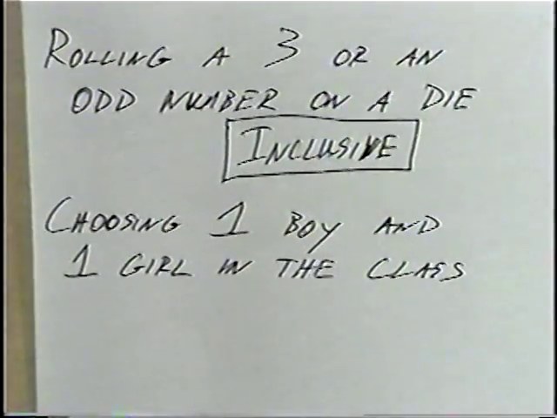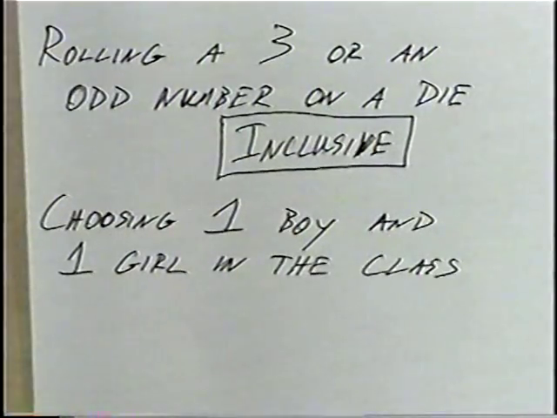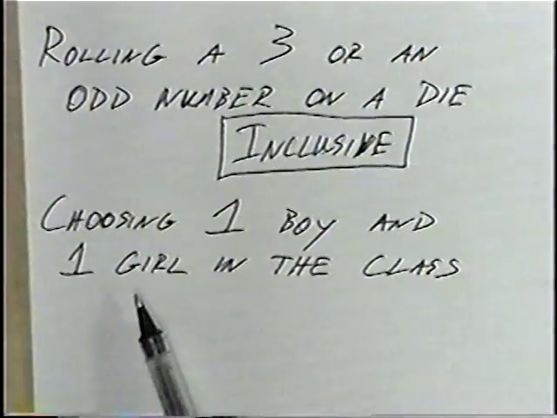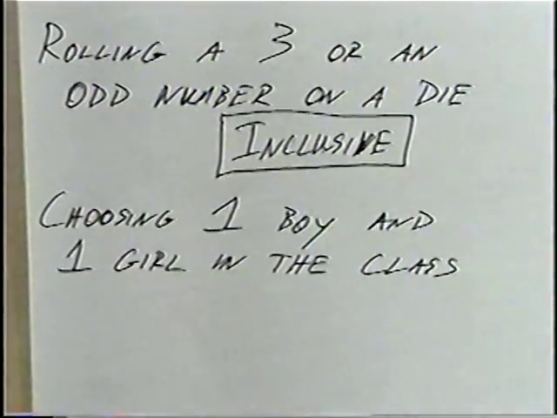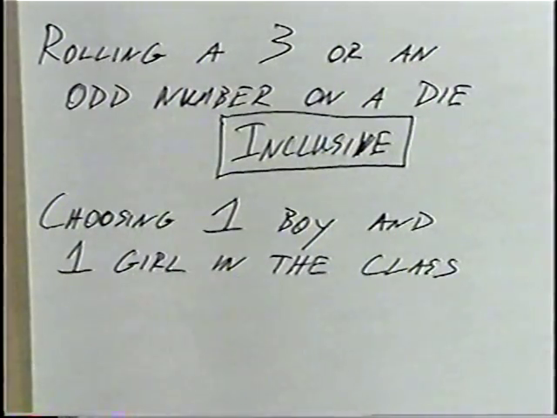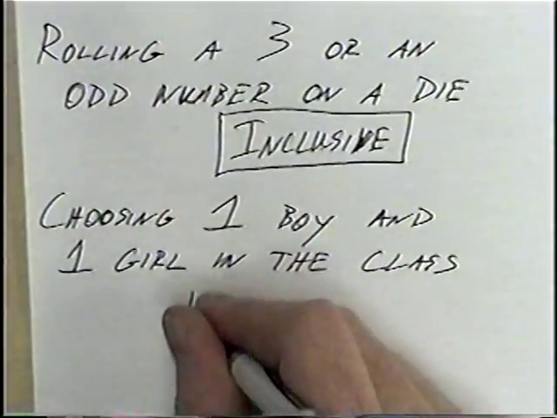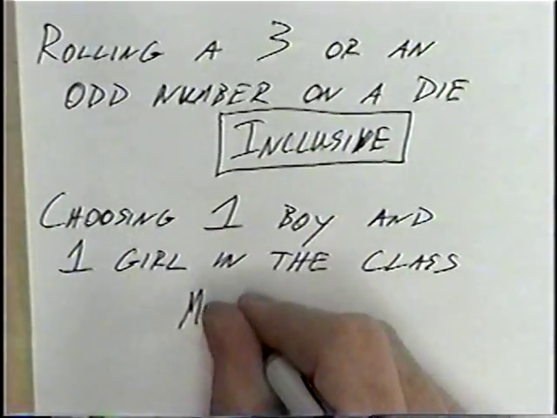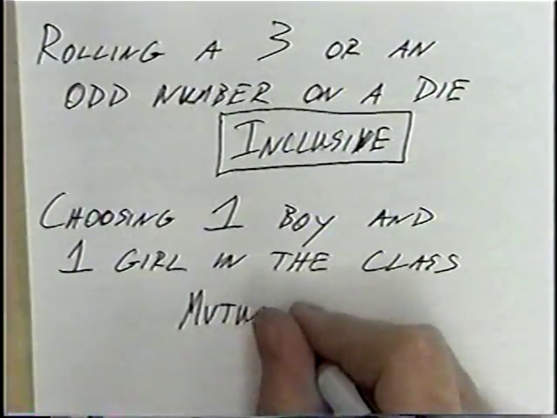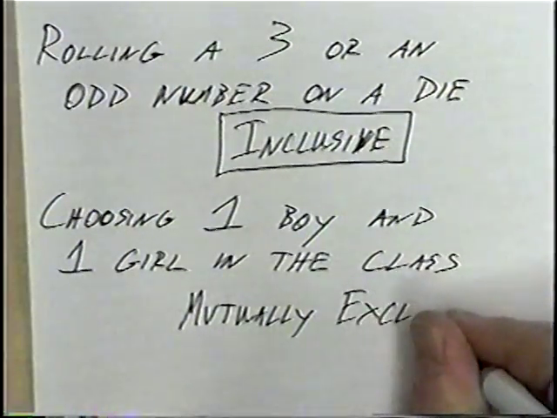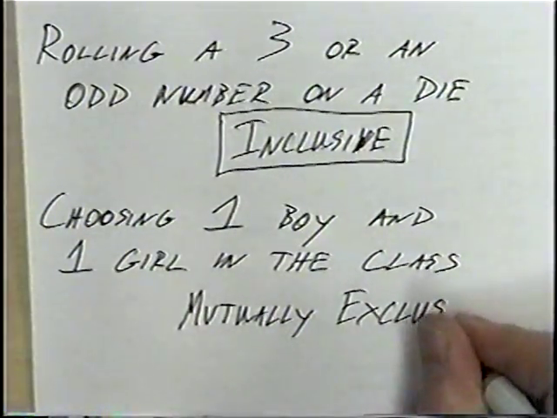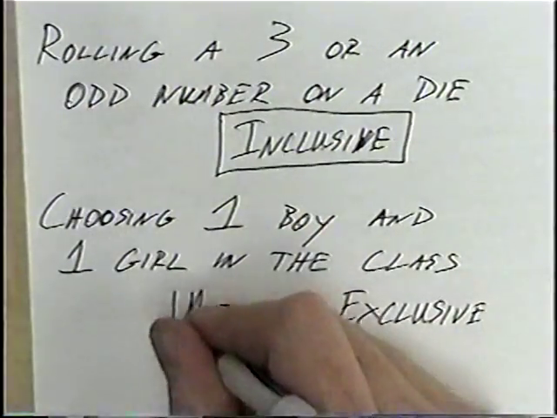Second question and last question for the section. Choosing one boy and one girl in the class. The 2 events are choosing one boy and the second event is choosing one girl. Since boys and girls are separate categories, there is no overlap or nothing in common. Nothing in common, these events would be mutually exclusive. Mutually exclusive again, the events are completely separate, so they have nothing in common and there is no overlap.